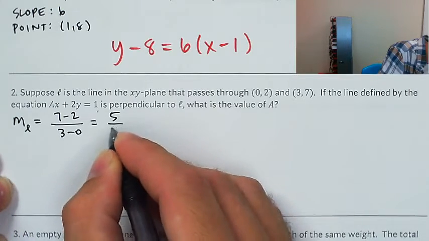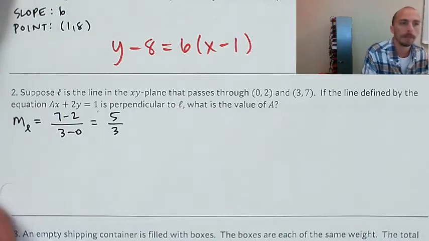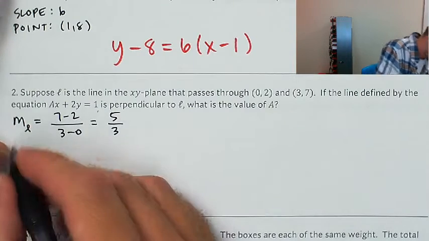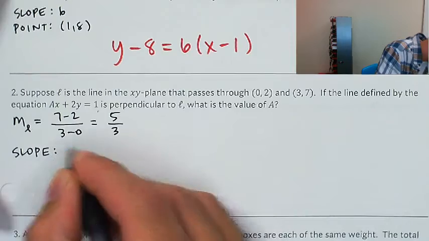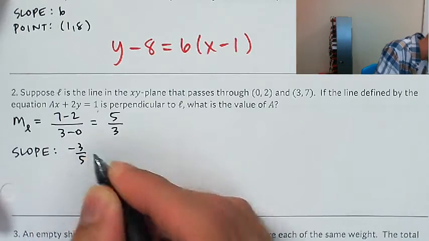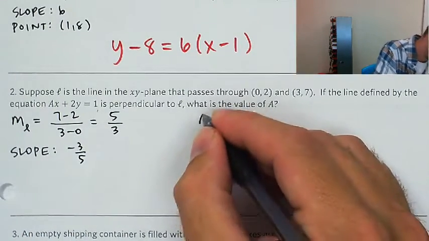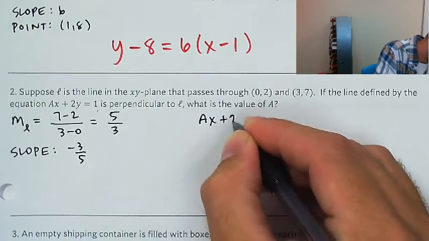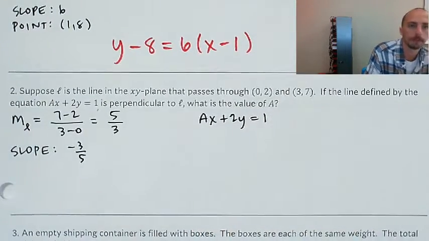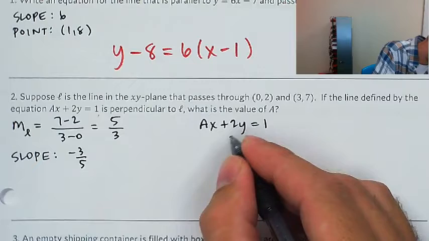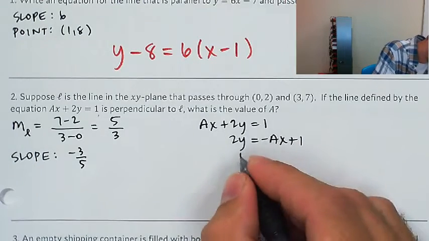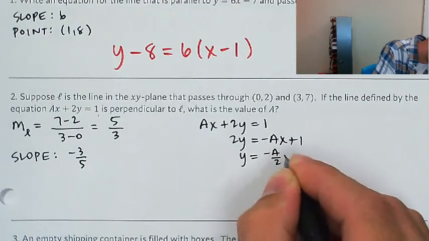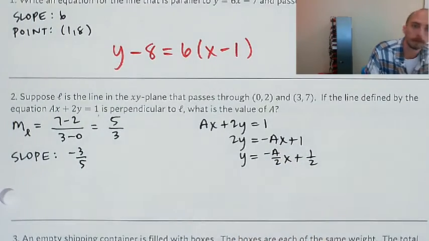And that's going to be 5/3, right? Meaning that the slope of my line, ax plus 2y equals 1, needs to be equal to -3/5. Okay. Now I need to solve for y in this ax plus 2y equals 1 type situation. And I'm going to subtract ax from both sides. Divide by 2. Got to divide everything by 2, though, right? We're dividing both sides of the equation.